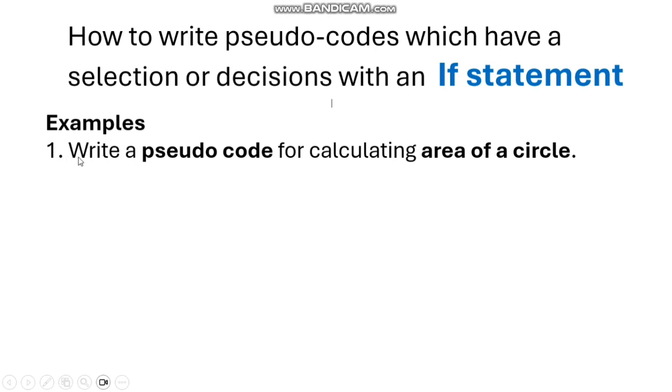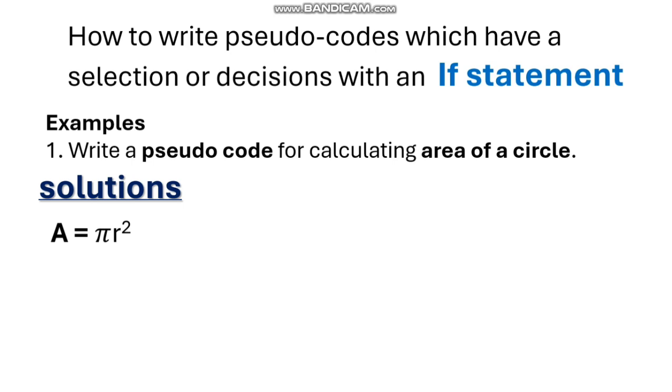Here is our example 1. Write a pseudocode for calculating the area of a circle. We need to write the pseudocode for calculating the area of a circle that should contain the if statement. First, we need to write the formula that we can use for calculating the area of a circle. We know that the area of the circle is equal to pi times radius squared.